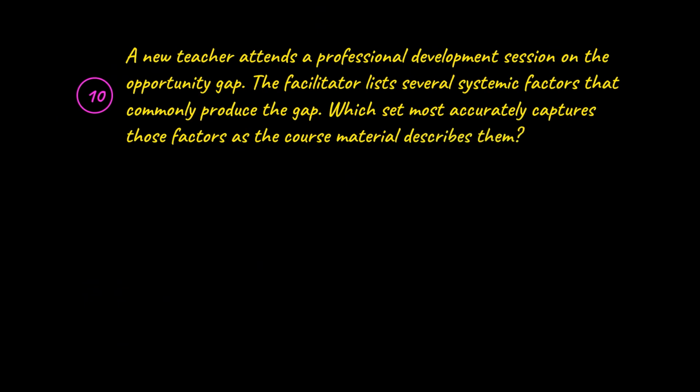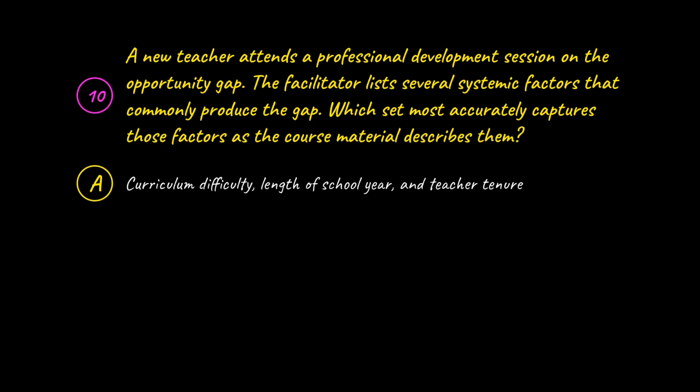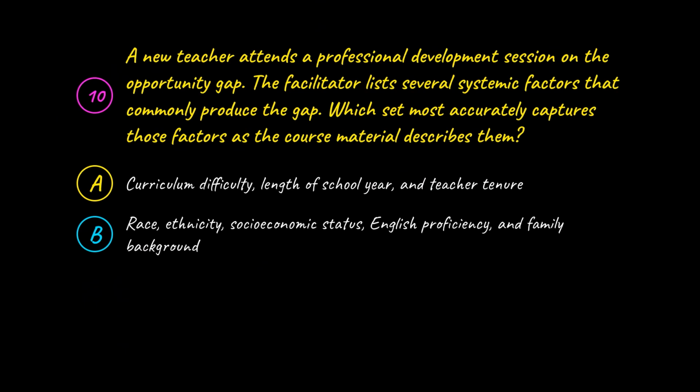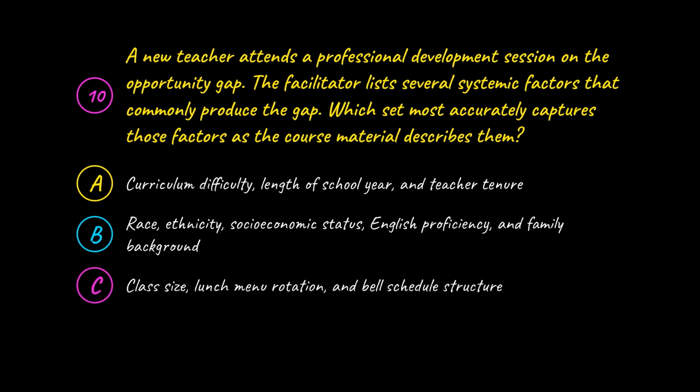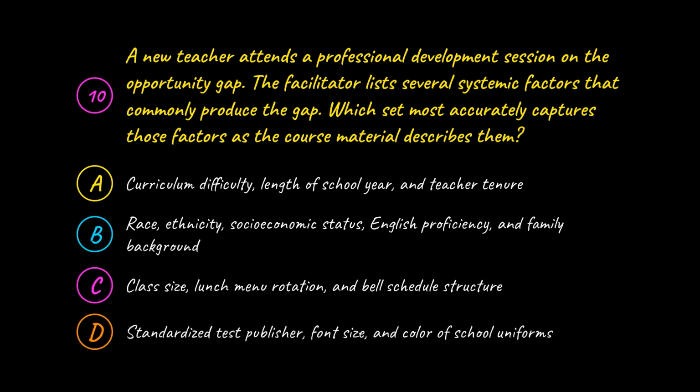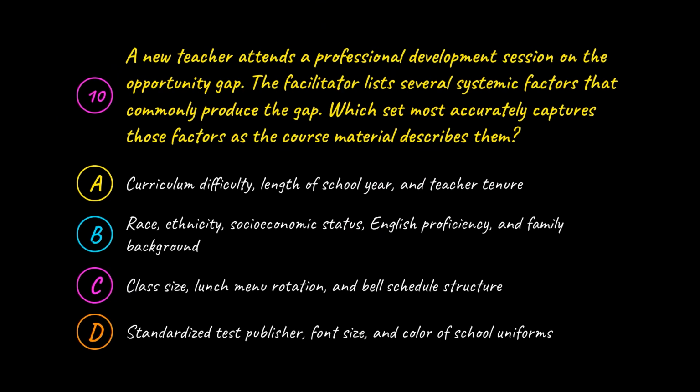Your options are A. Curriculum difficulty, length of school year, and teacher tenure. B. Race, ethnicity, socioeconomic status, English proficiency, and family background. C. Class size, lunch menu rotation, and bell schedule structure. D. Standardized test publisher, font size, and color of school uniforms. Take a second. Which answer would you pick?